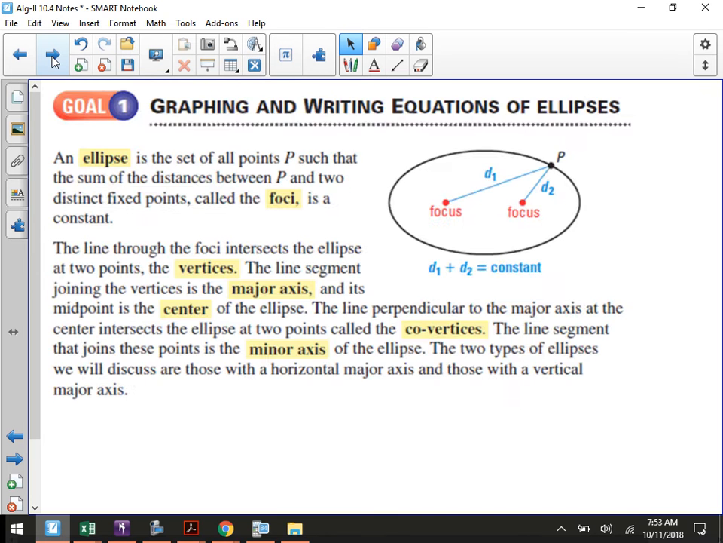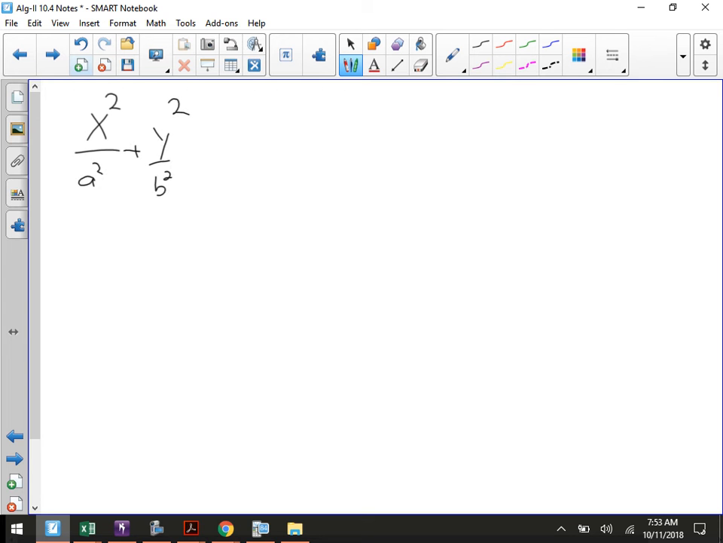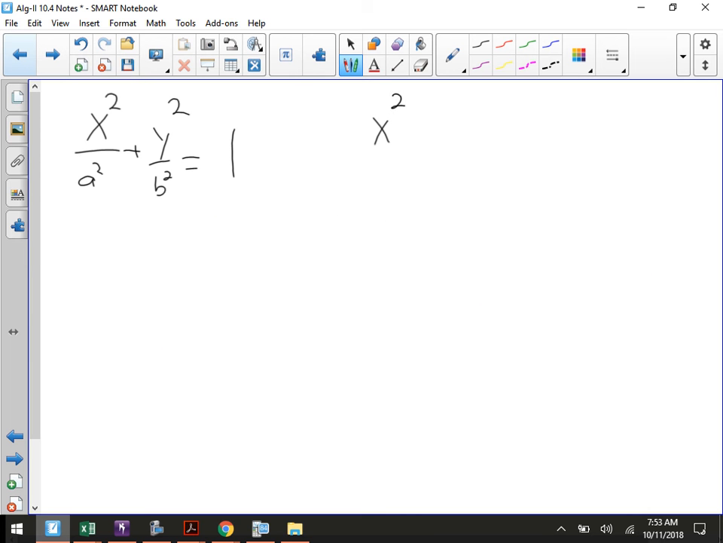Anywho, ellipses wind up with two types. We have two forms of an equation. We have x squared over a squared plus y squared over b squared equals 1. I think they say it equals 1, double check that. Yes. And then you have x squared over b squared plus y squared over a squared equals 1. There are two forms of an ellipse.